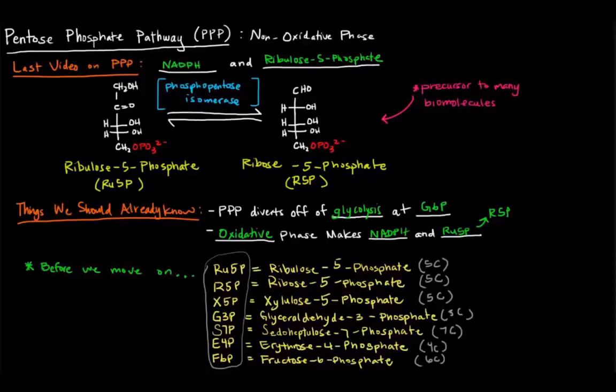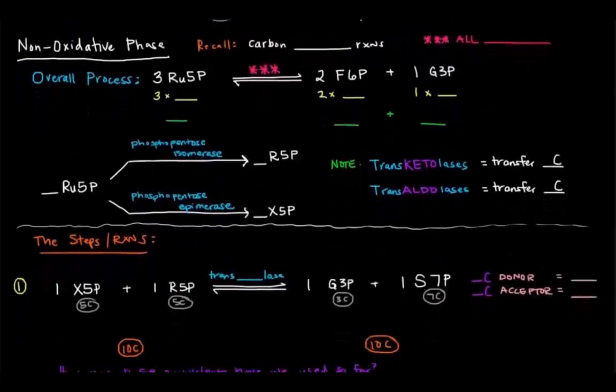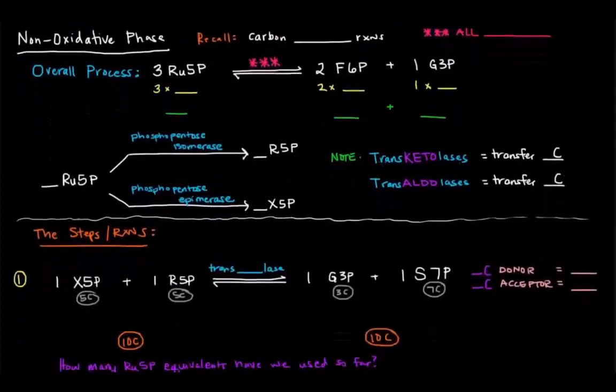Okay, let's move on to the actual non-oxidative phase now. If you recall, we mentioned it in the previous video as being just a series of carbon shuffling reactions, or moving carbons around. So what is the overall process, though? In the overall process, we're taking 3 ribulose 5-phosphates and turning them into 2 F6Ps and 1 G3P. Let's see if that makes sense.